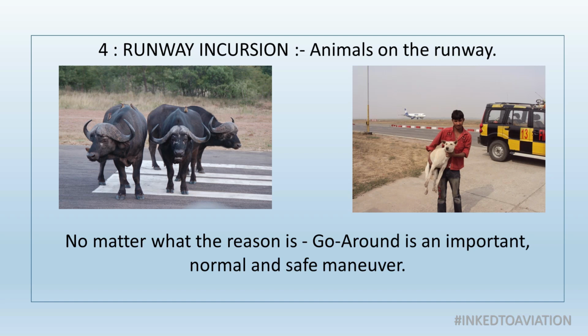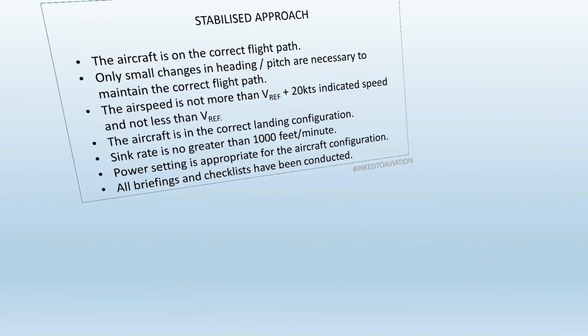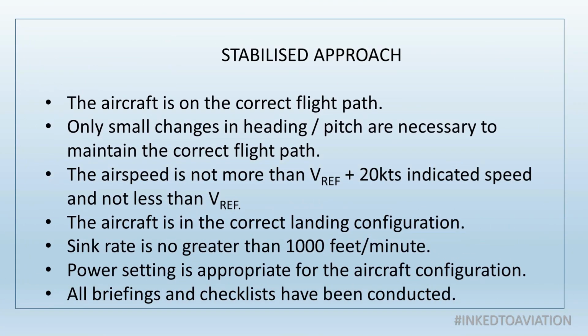Now, stabilized approach. Initially we're talking about how, if the approach is not stabilized, that is when you conduct a go around. So what are the conditions for an approach to be called a stabilized approach? One, the aircraft is on the correct flight path, the planned flight path for landing. Only small changes in heading and pitch are necessary to maintain the correct flight path, no abrupt changes. This is what that means.